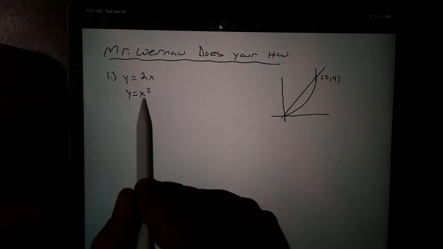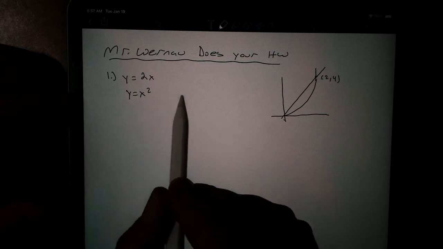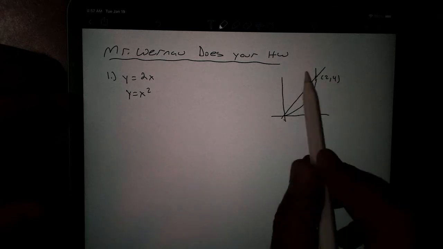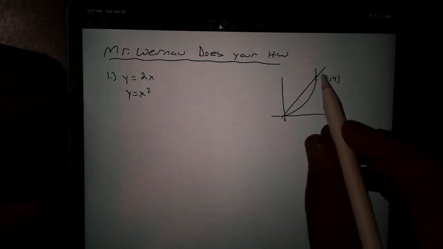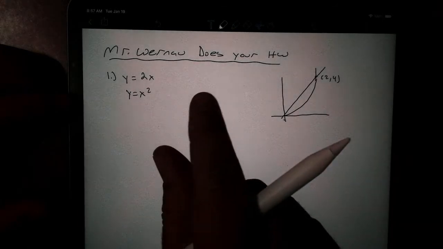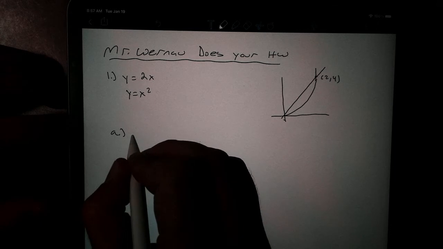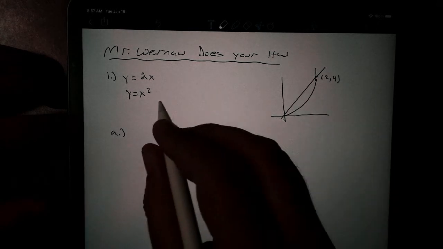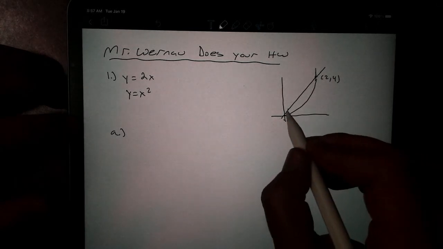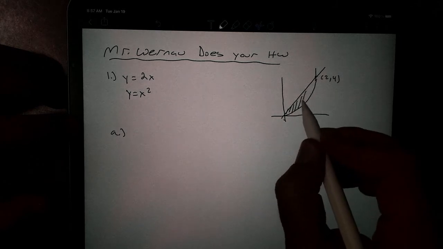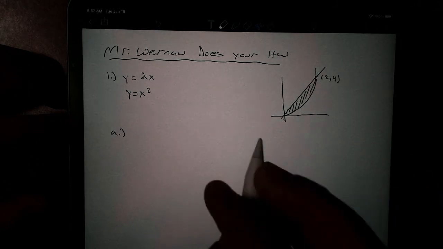For question 1, we're asked to find the area between the line y equals 2x and the parabola y equals x squared. They give us the graph right over here. Forgive my graph, it's not to scale. For part A, we're asked to find the area of the region bounded by the two. So our area is going to be this little shaded region right in here. It looks kind of like a pea pod.